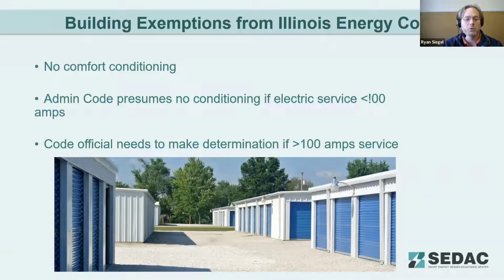So that will be a code official. If you wish to say that there's no comfort conditioning and you have electrical service above 100 amps, the code official will need to sign off and state that yes, this electrical service is not for comfort conditioning, and that the sizing is just for the other loads that are there.